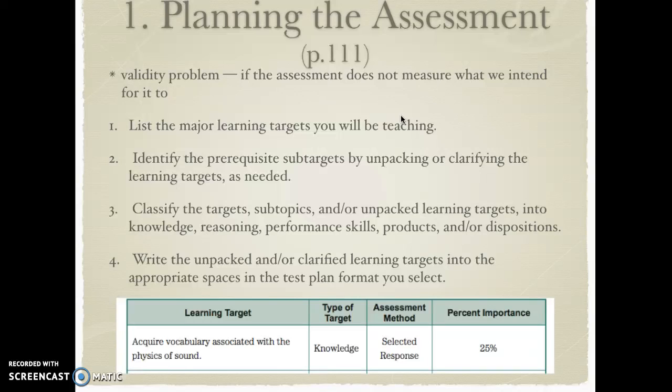So I kind of pulled up one of the charts to see this planning stage in action. So the learning target is where we set our target. We classify that into the target type, as discussed earlier. We determine an assessment method based on that chart I just went over for the target match, and then we deem an importance for that.